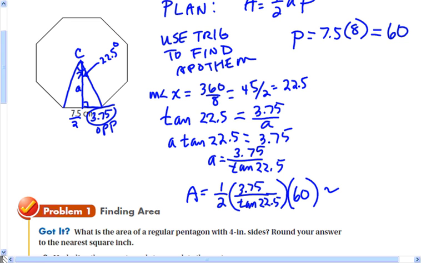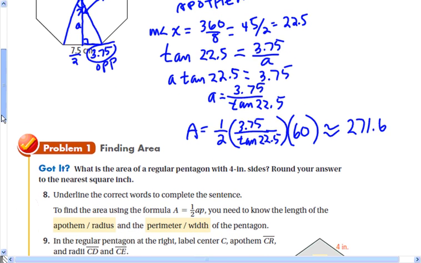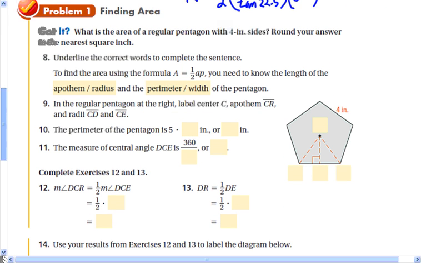And if I use my calculator to do that and I round it to, say, the nearest 10, I get about 271.6. All right, I'm going to let you try that. And you can check back with your answers.